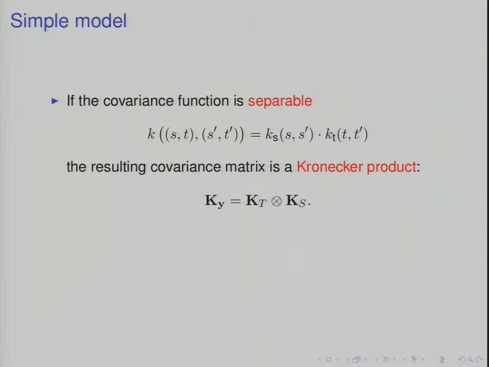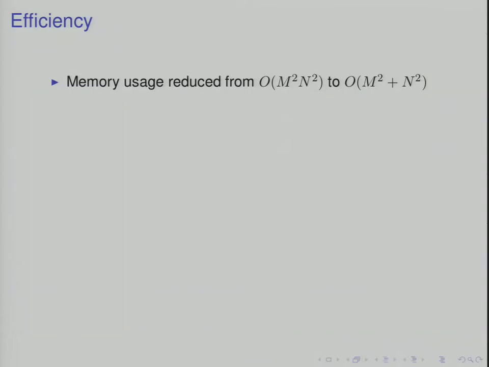So we begin with a very simple model where the covariance function is separable, meaning that the overall covariance is a product of a covariance over the spatial domain and a covariance over the temporal domain. And given that the input set was a Cartesian product, this results in a covariance matrix which is a Kronecker product. And this Kronecker product has nice properties. For example, if we don't compute the full covariance matrix explicitly, the memory requirements are reduced significantly because we can just store two small matrices, the temporal covariance matrix and the spatial covariance matrix.